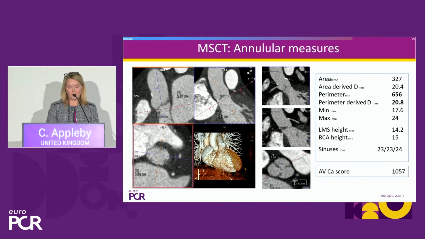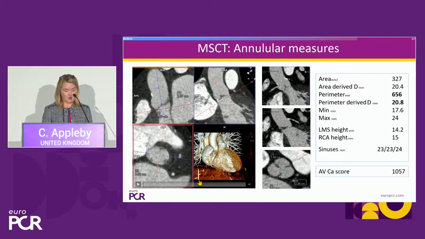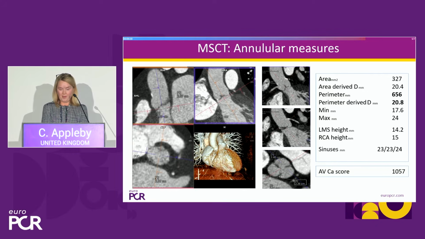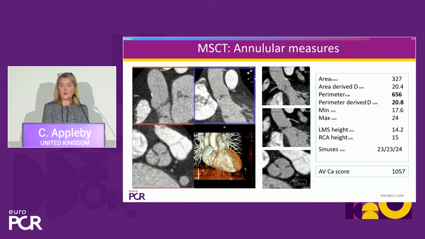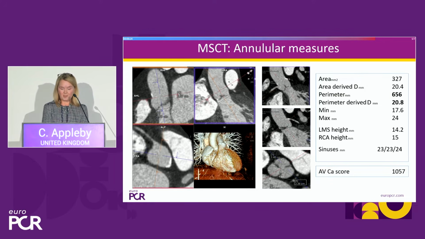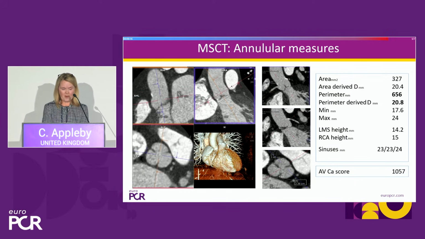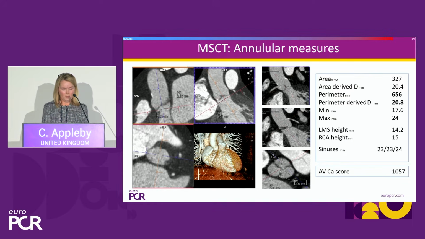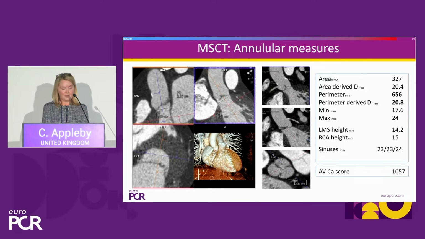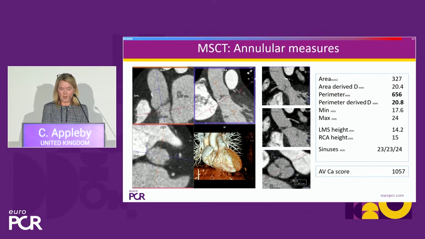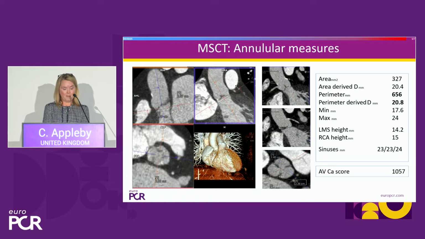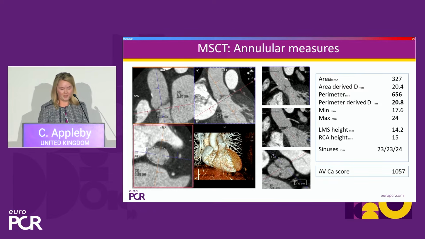From an annular point of view, important to say that this was a diastolic phase scan from the hospital, so just to bear that in mind. But we had a perimeter of 65.6 millimetres and a derived diameter of 20.8. So this was a small annulus. The LVOT and the sinuses were also small as expected. Coronary heights were good, and as we move up and down that route, you can see that the calcium score on the valve was actually fairly low, around 1,000, mainly just on the leaflet tips, though there was actually quite a bit more calcium up at the STJ.